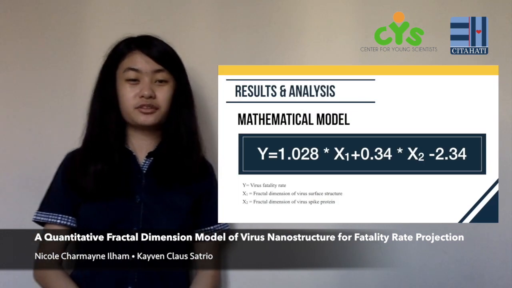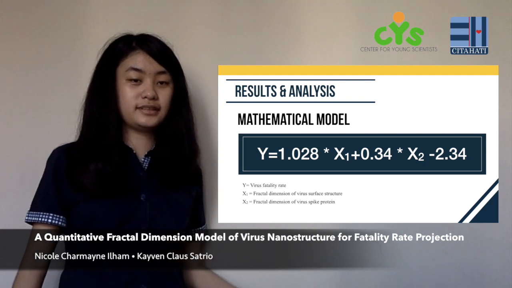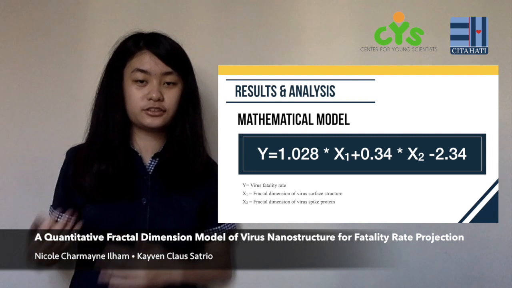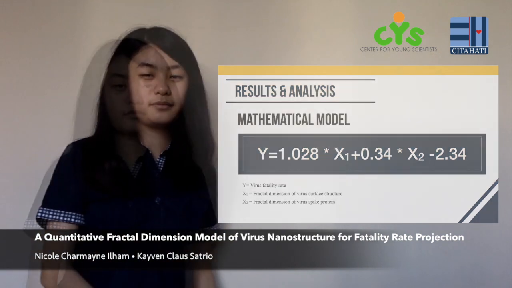From there, we can construct our mathematical model as seen in this slide. Y is the virus fatality rate, x1 is the fractal dimension of the virus surface structure, and x2 is the fractal dimension of the virus spike protein.